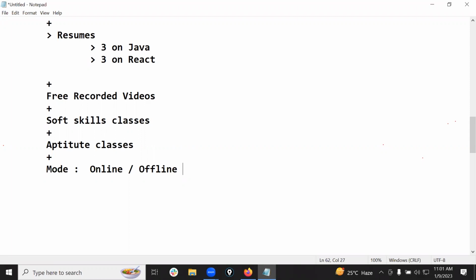2 hours Java class, 2 hours soft skills class, 2 hours aptitude class, 2 hours practicals class. So total how many hours? 8 hours. Plus 1 hour for lunch, because some people will stay in the hostel, so they require some more time to go and come. That is the reason. Understood my point here, no? So that is the mode: you can attend online and offline.